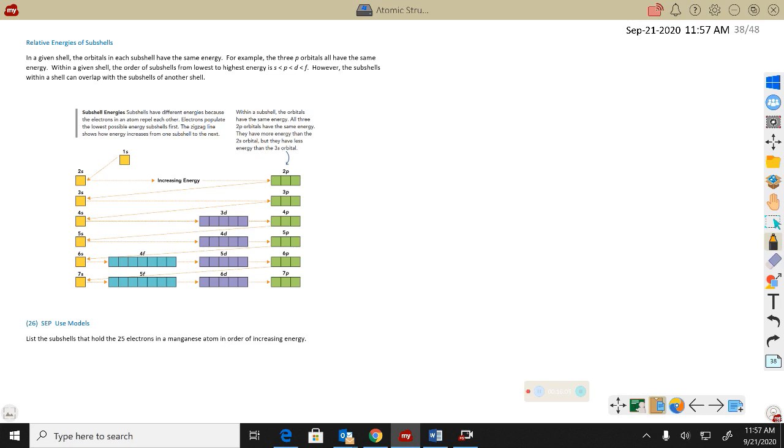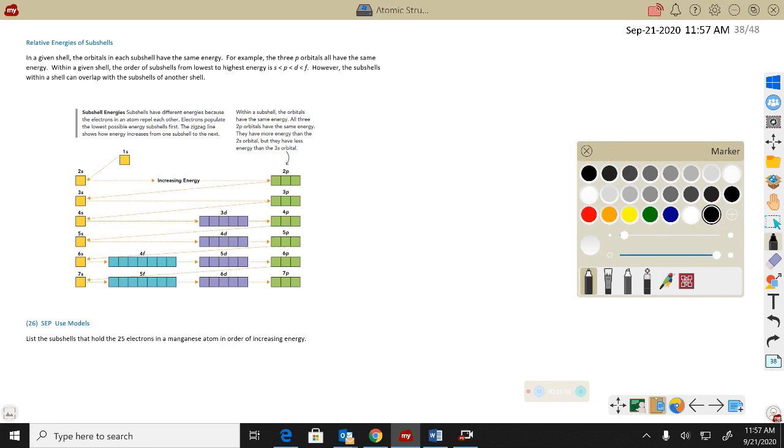So when number 26 says to use this model to list the subshells that hold the 25 electrons in a manganese atom in order of increasing energy, well, first, if I look at the periodic table, manganese is element number 25. So a neutral atom should have 25 electrons. Let's try filling these orbitals. I'm going to fill them with arrows. I'll do the best I can.